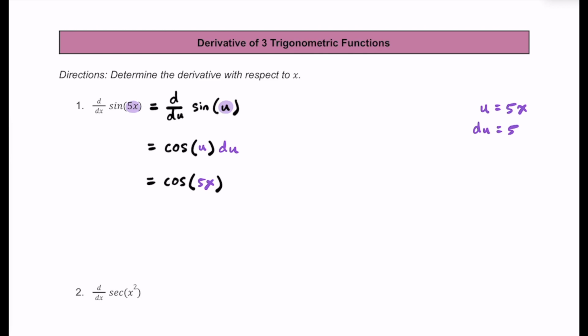So let's go ahead and multiply this by 5. Now just rearranging this a bit, I think people are typically going to write that 5 in front. So we're going to say this is going to be 5 multiplied by cosine of 5x. This would be the derivative of that function. Let's try another one together.